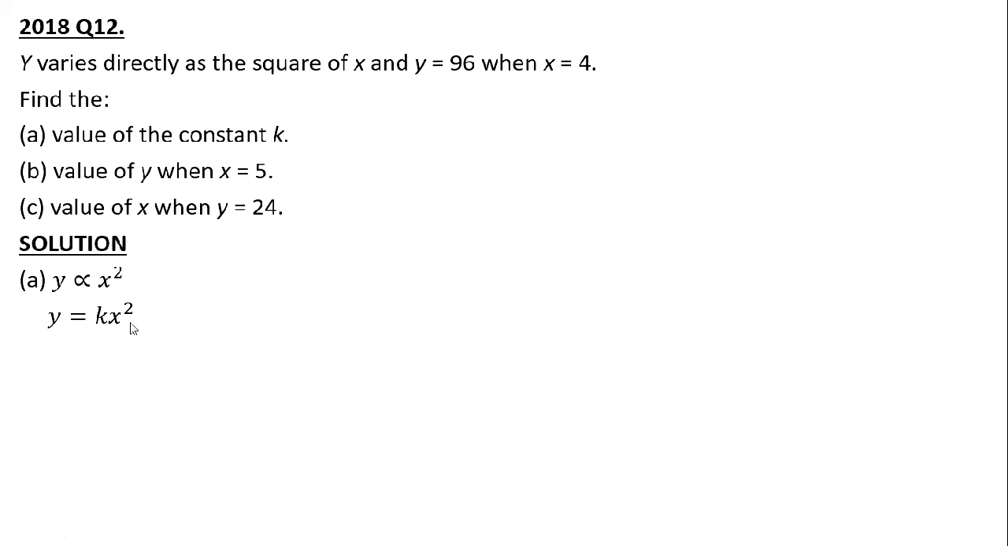So 4 squared is the same as 16. To find the value of k, we'll divide both sides by 16. Our k will be equal to 6. We go to part B.